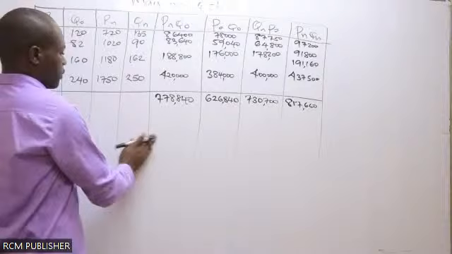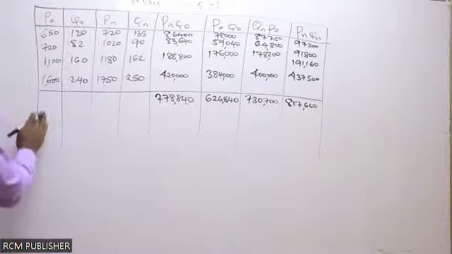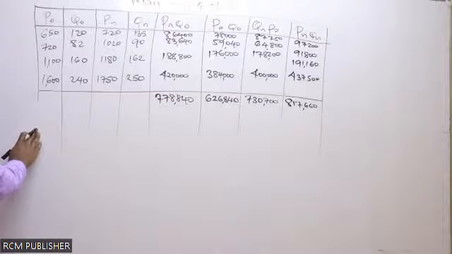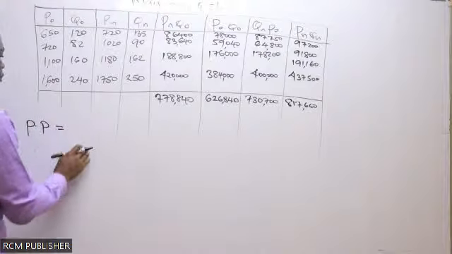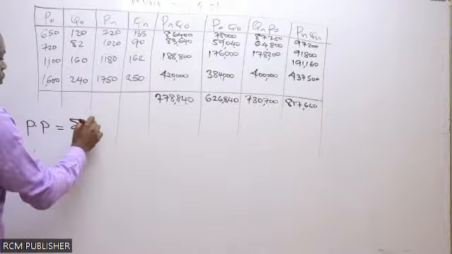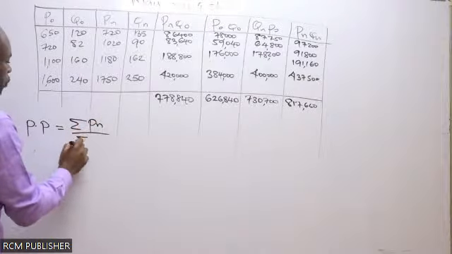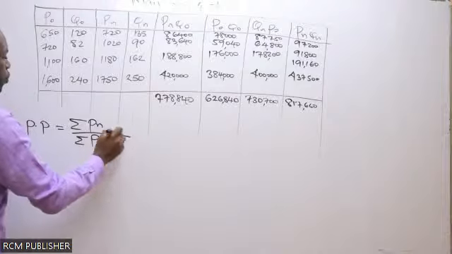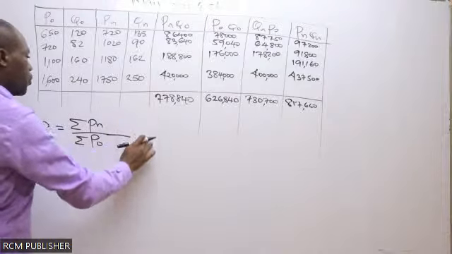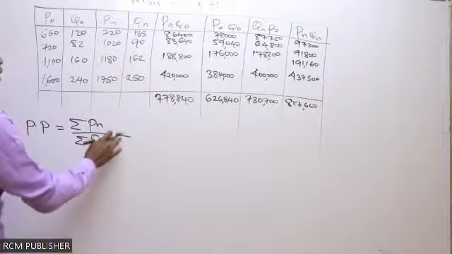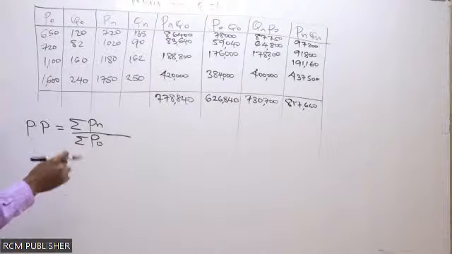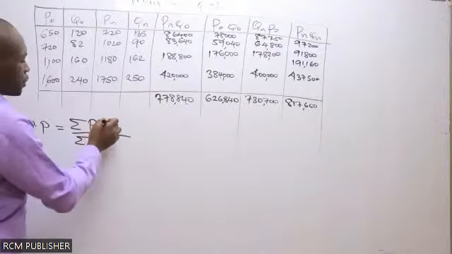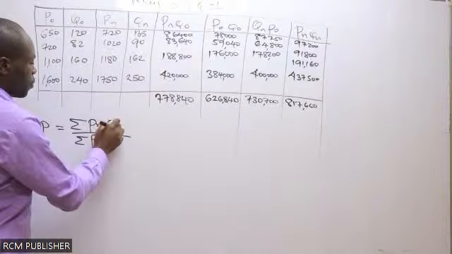So, Paasche's formula. If you want to get the price index, Paasche assumes that it is PN over the summation of PO. We need to have weight, but Paasche assumes that the weight which you're going to use for the price index is the quantity of the current year or year of interest, which is now taking us to QN.